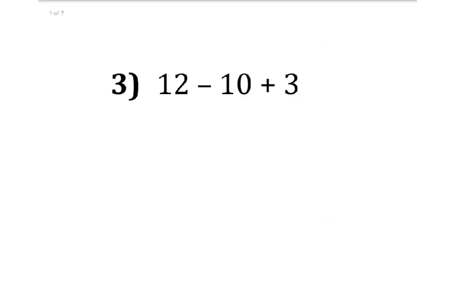Okay, number 3, 12 minus 10 is 2 plus 3. So I just did this part because you do addition and subtraction from left to right, and subtraction was first there, so we did 12 minus 10. And 2 plus 3 is 5.